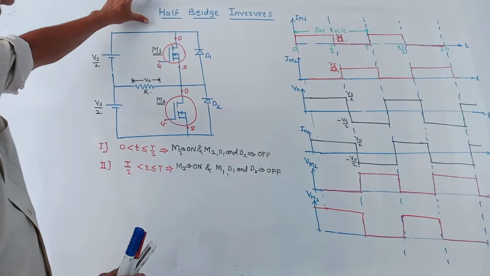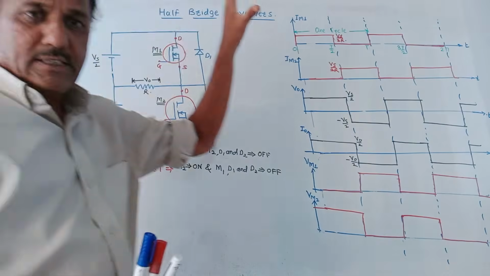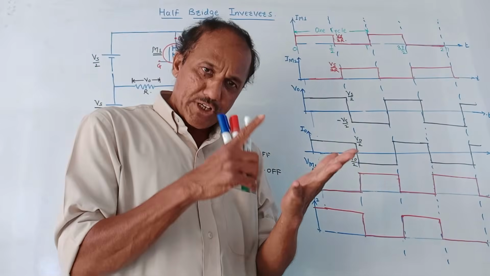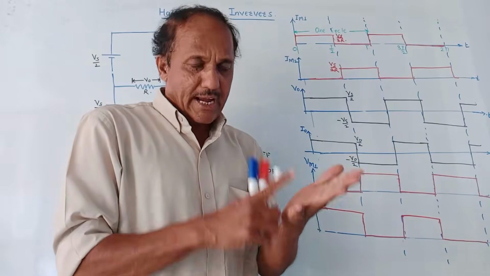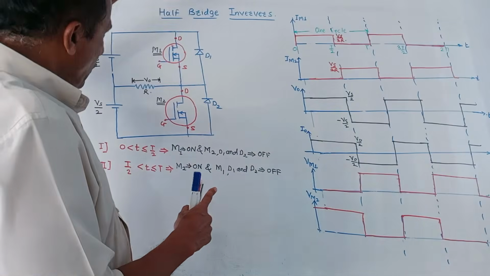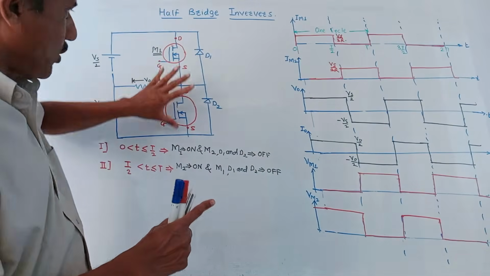So dear students, today's topic is half bridge inverters. There are two types of half bridge inverters. First is half bridge inverters using MOSFET, and second is half bridge inverters using IGBT. Presently we are talking about half bridge inverters using MOSFET.